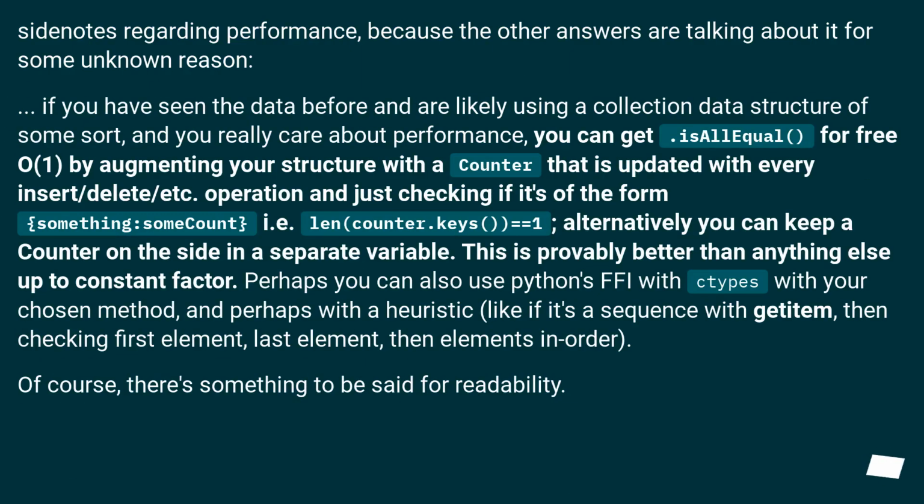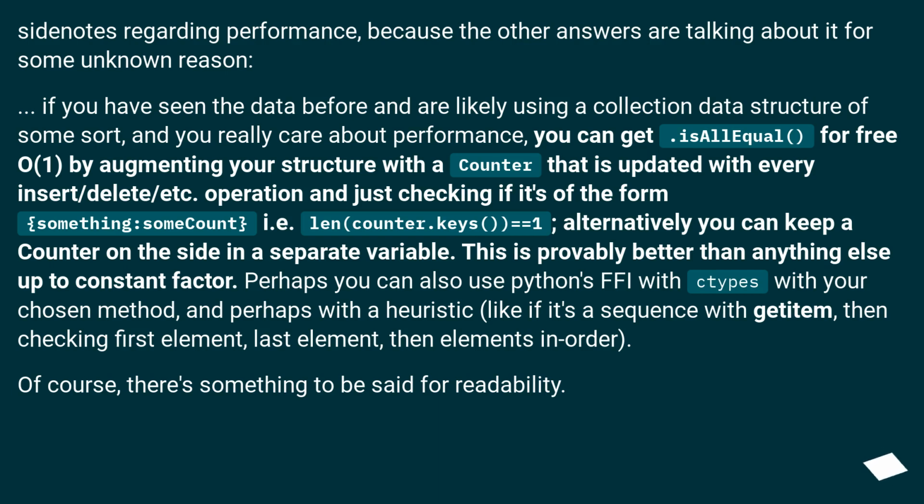Side notes regarding performance, because the other answers are talking about it for some unknown reason. If you have seen the data before and are likely using a collection data structure of some sort, and you really care about performance, you can get .isAllEqual for free in O(1) by augmenting your structure with a counter that is updated with every insert/delete/etc. operation and just checking if it's of the form {something: count}, i.e. len(counter.keys()) == 1. Alternatively, you can keep a counter on the side in a separate variable. This is provably better than anything else up to constant factor.